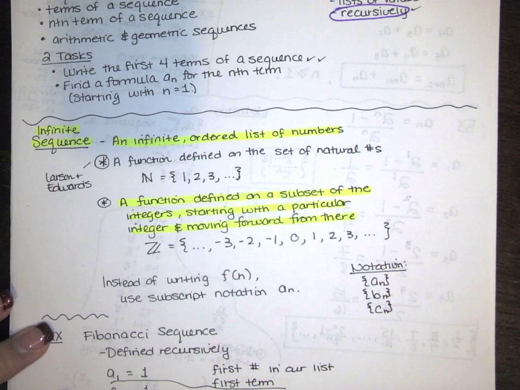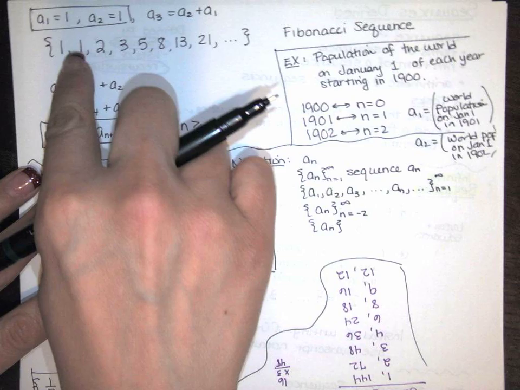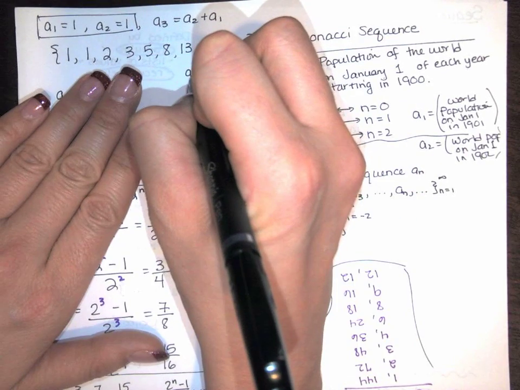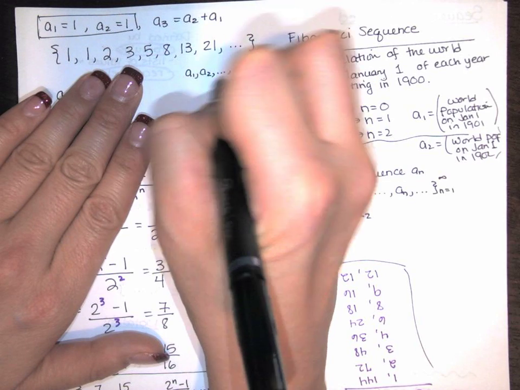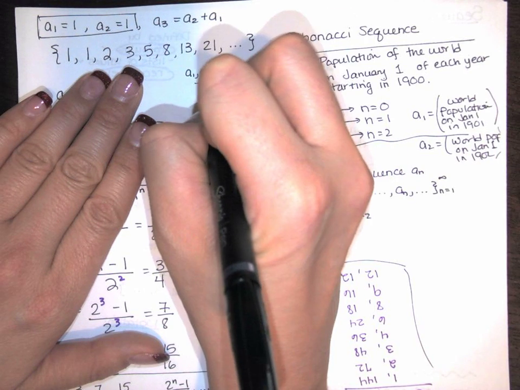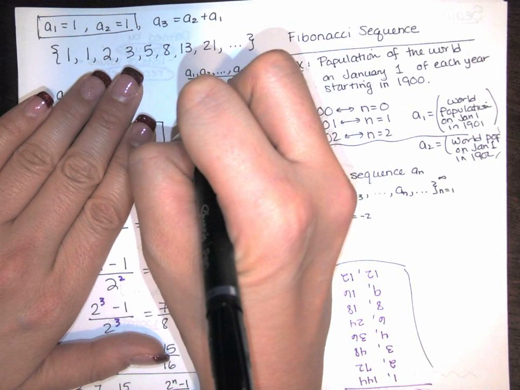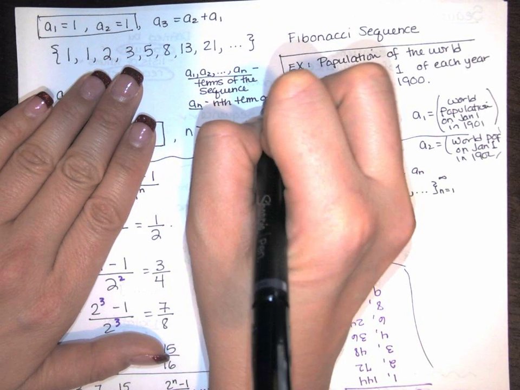Okay, now some more terminology. These numbers on the list are called the terms of the sequence. So a sub 1, a sub 2, all the way through a sub n. These are the terms of the sequence. And a sub n is called the nth term of the sequence.